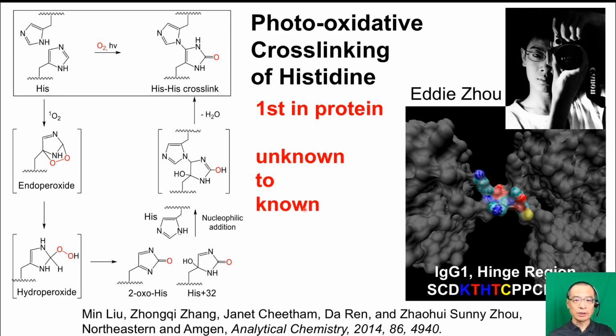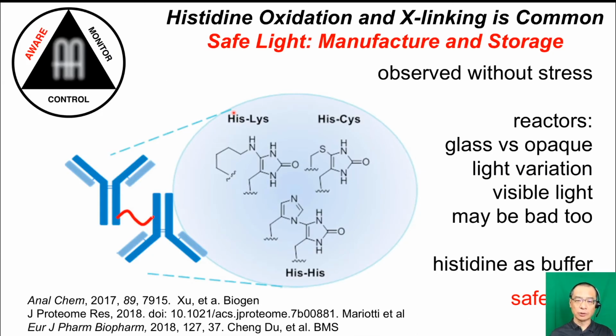Again, without going into detail, we were able to figure out the chemistry of this cross-linking. It involves oxidation of a histidine, and then another histidine cross-links with this oxidized species, generating the final cross-link product. This is the first time it was ever discovered in a protein. Again, this was previously unknown. But once these unknown events become known, we're able to discover other similar cross-linking involving histidine.